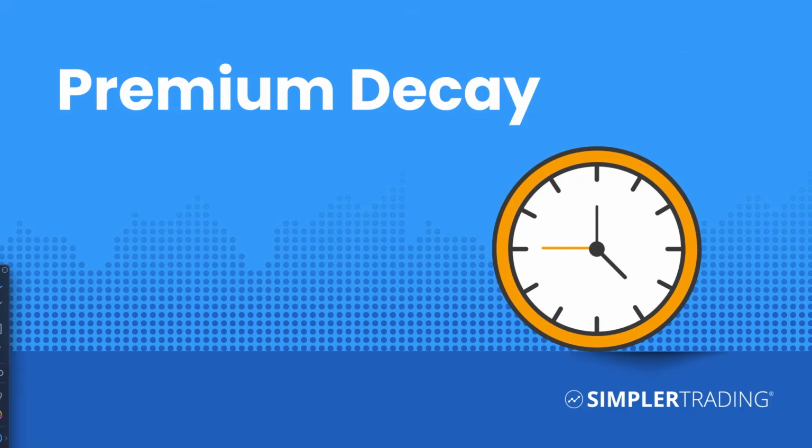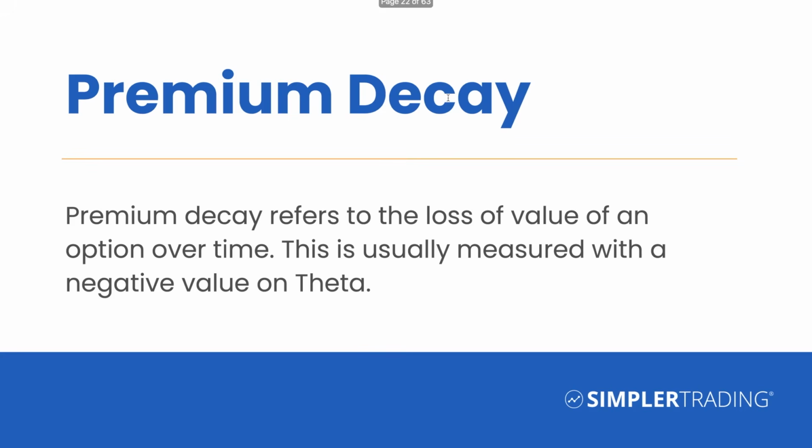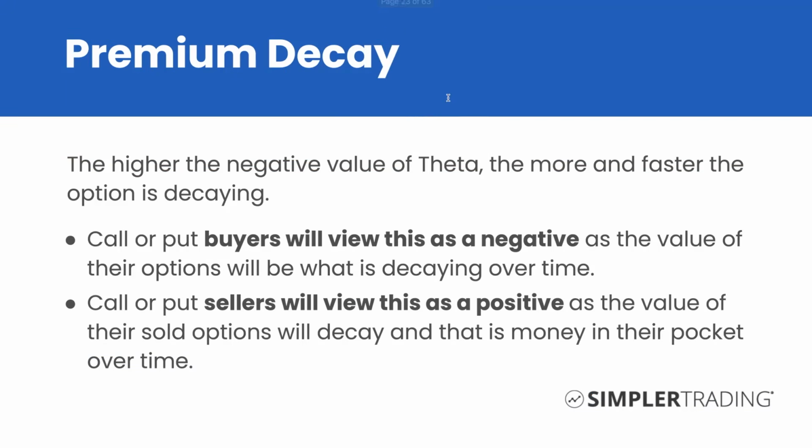In this section, we're going to cover premium decay. Premium decay refers to the loss of value of an option over time. This is usually measured with a negative value of theta. The higher the negative value of theta, the more and faster the option will be decaying. Call or put buyers will view this as a negative, as the value of their options will be decaying over time. Call or put sellers will view this as a positive, as the value of their sold options will decay, and that money is in their pocket over time.